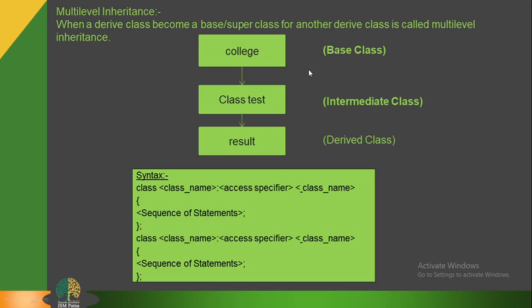Here we can see in the example, we have three classes: college, class test and result. In that case, class test is the derived class for the college class, and class test is a base class for the result class. So it behaves like a base as well as a derived class in two different roles. That's why it is defined as an intermediate class. In multi-level inheritance, multiple levels of relation exist between the classes. That's why it is defined as multi-level inheritance.